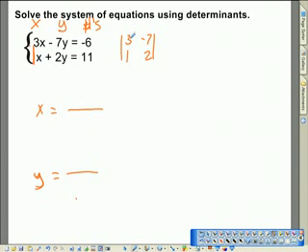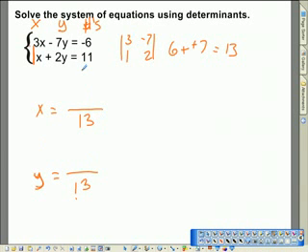I'm going to cross multiply. 3 times 2 is 6, minus 1 times negative 7 is negative 7. Add those, I get 13. So my bottom number, when I go to find each coordinate, is 13. And you have to have this as a fraction. That's the way Cramer's rule works.